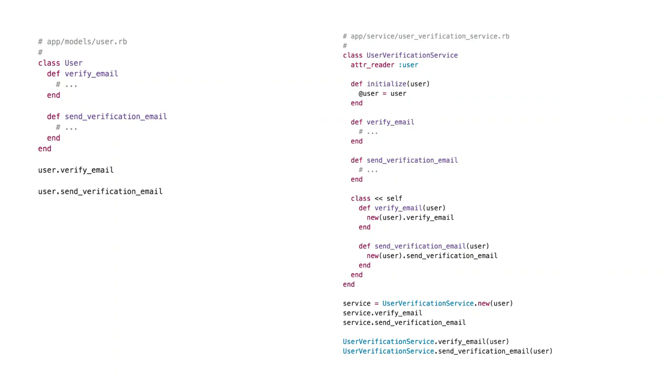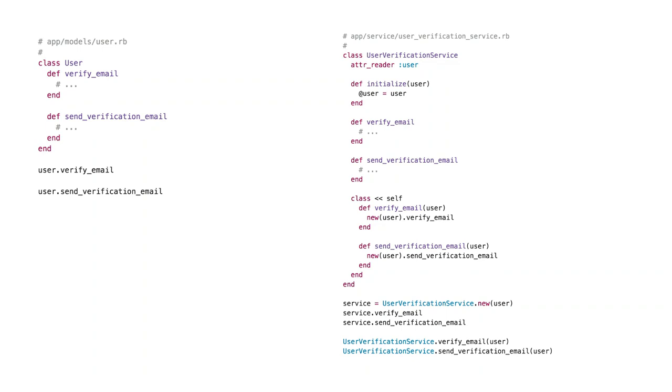So we write it using a service. This service only does one thing: verify the user. So you can name it UserVerificationService. You're going to take user as the attribute reader, and it has the same implementation as this case. By splitting the logic into a service, we can keep the models thin and singly responsible for what they're supposed to describe.